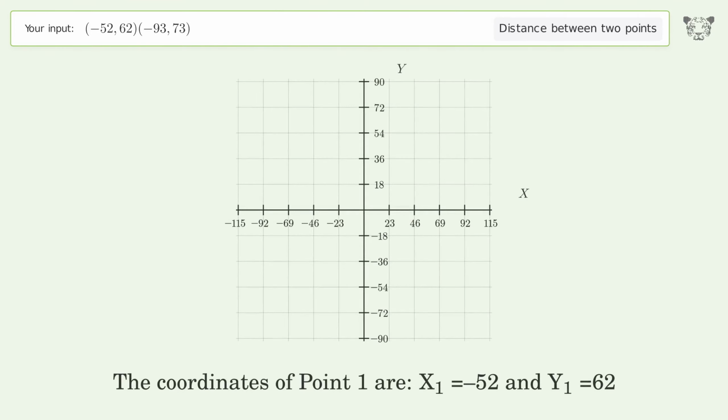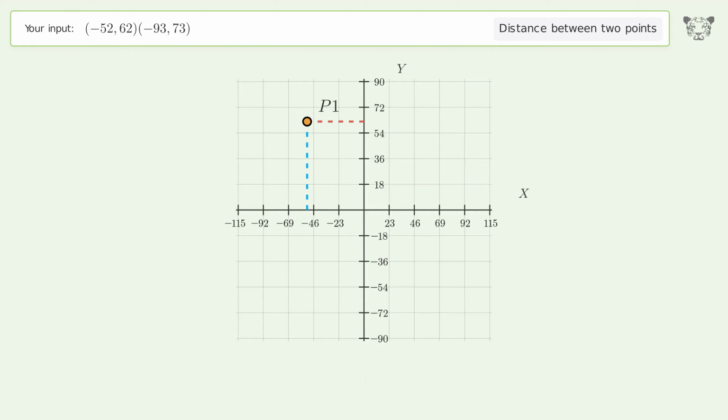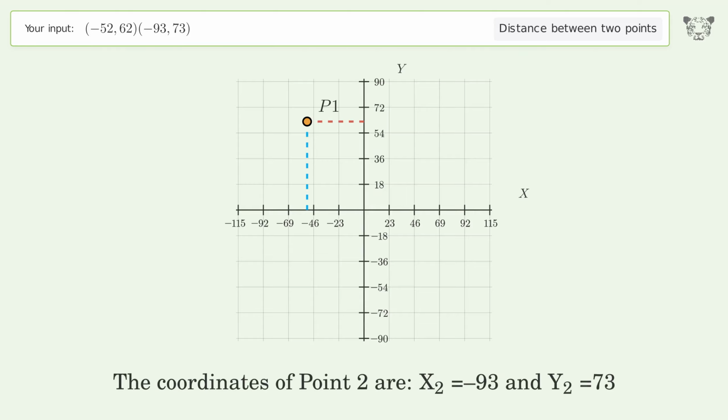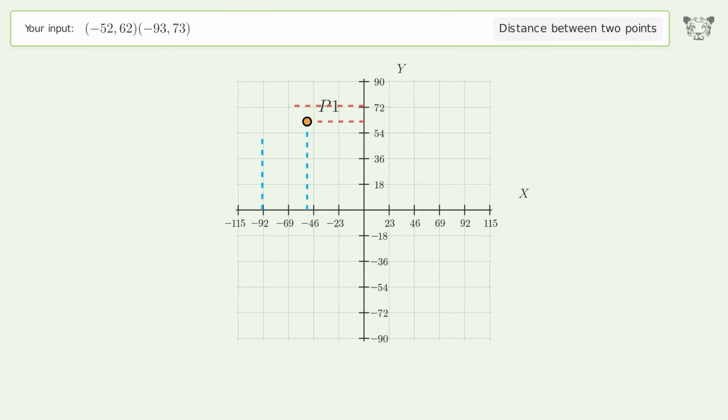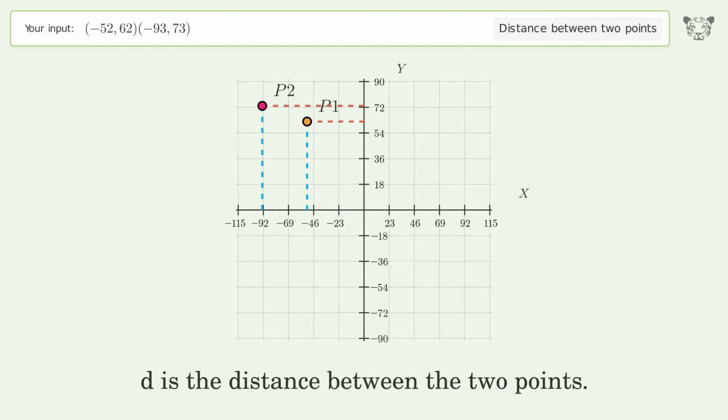The coordinates of point 1 are, x1 equals negative 52 and y1 equals 62. The coordinates of point 2 are, x2 equals negative 93 and y2 equals 73. D is the distance between the 2 points.